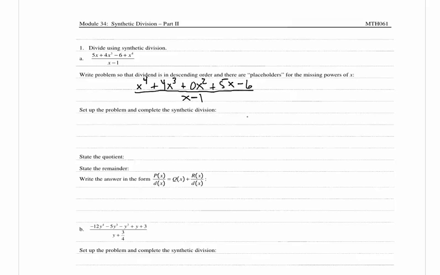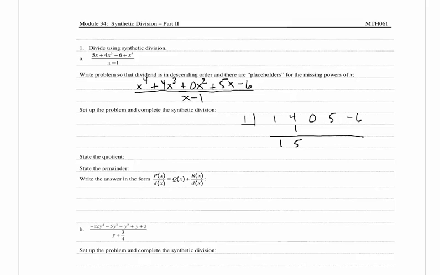And now they want us to set up the problem and complete the synthetic division. So we're going to have 1 as our divisor, and then we're going to have our coefficients of our dividend, which are 1, 4, 0, 5, and negative 6. And then I'm going to draw my horizontal line. And now we bring down the first coefficient, which is 1. And now 1 times 1 is 1. 4 plus 1 is 5.